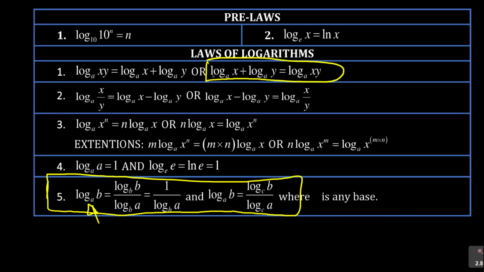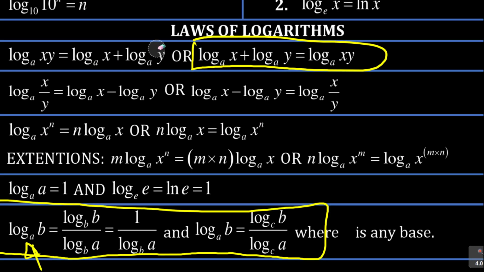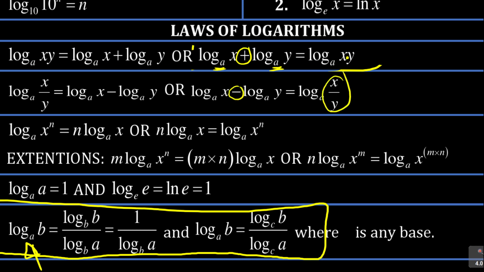You see, if it's log with the same base, let me just make it bigger. If the base is the same, a and a, you what? You multiply: log base a of x plus log base a of y is log base a of xy. If I'm adding, it's x times y. But if I'm subtracting, it's division. Those things are what you must remember.